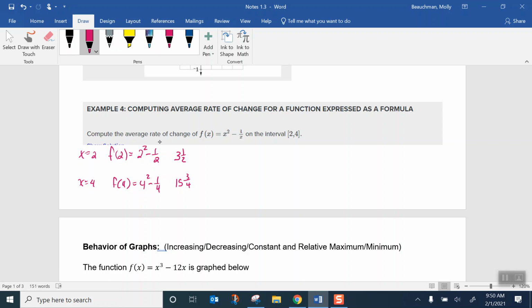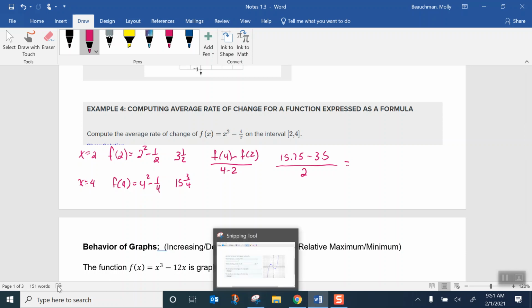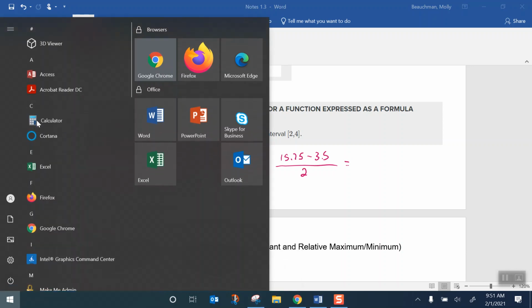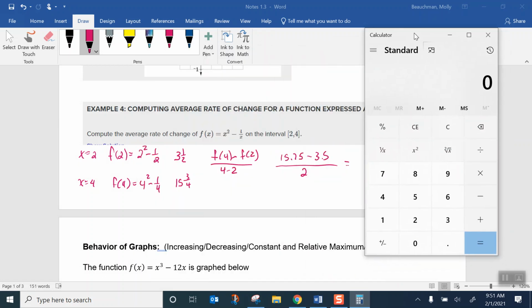So in order to find the average rate of change, we're going to take f of 4. This time it does matter. You have to take f of 4 minus f of 2 over 4 minus 2. f of 4 is 15 3/4, or 15.75, minus 3.5, divided by 4 minus 2, which is 2. So I'm going to go ahead and put that in the calculator. And again, I'm just using a scientific calculator, or really just the calculator on the computer.